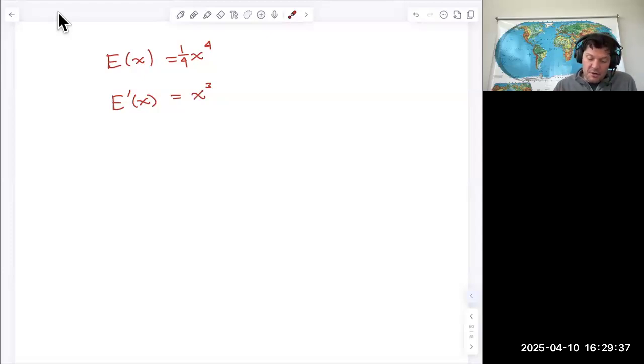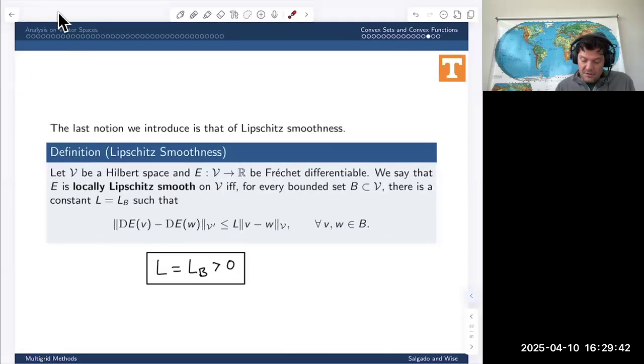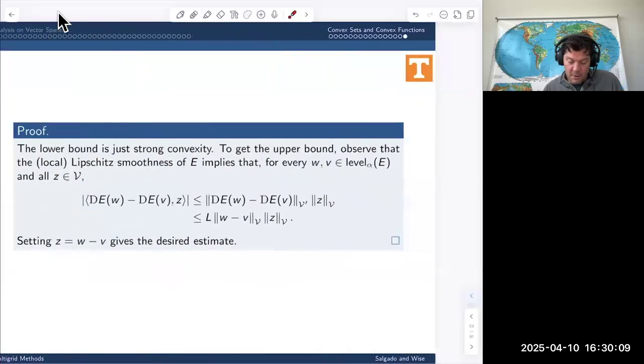Now, remember, to show the local Lipschitz smoothness, I have to show this. And so, well, how do we do that? We have to subtract the derivative of E at two different points. So let's say V and W, and we'll see what we get. Then of course, I have to bound that by the difference of the arguments. So let's see how this might work.